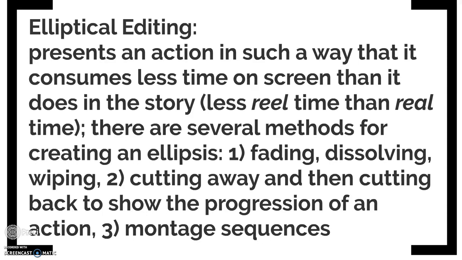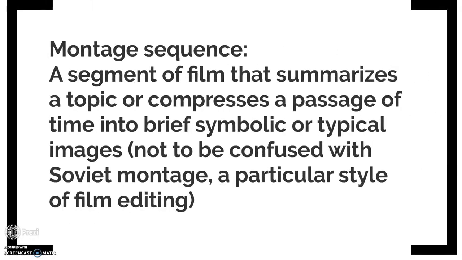Now, the last type of elliptical editing is a montage sequence, which is a very specific thing. Montage sequence should not be confused with Soviet montage style editing. A montage sequence is specifically a segment of film. It summarizes a topic or compresses the passage of time into brief, symbolic, or typical images. As I said, not to be confused with Soviet montage. Now, montage sequences are typically used to show something that would take a long period of time and condense it down into a short sequence that still conveys a lot of information, but takes less time.